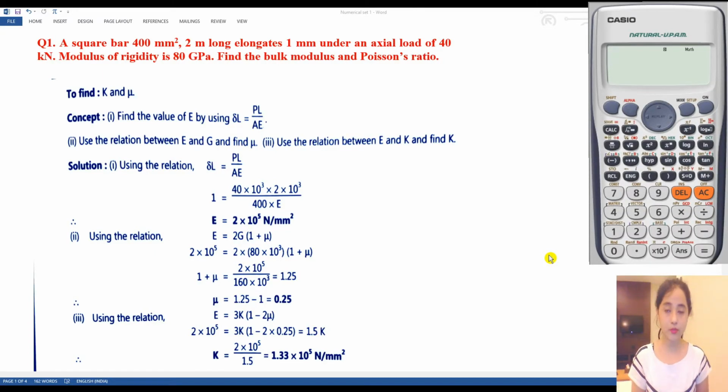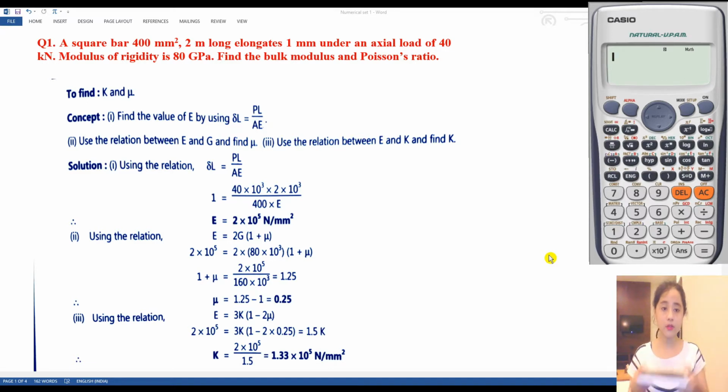Today in this session, we'll be solving numericals based on the concepts that we have covered in yesterday's session. So let us get going with the first numerical. A square bar, 400 mm square, 2 meter long, elongates 1 mm under an axial load of 40 kilonewton. Modulus of rigidity is 80 GPa. Find bulk modulus and Poisson's ratio.